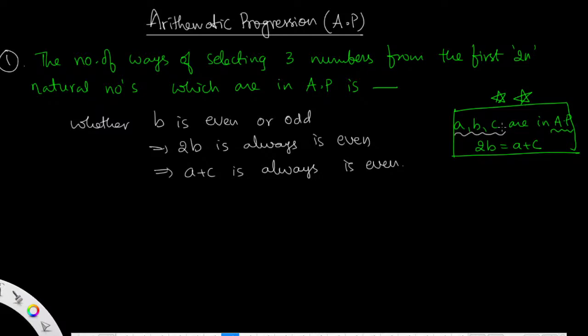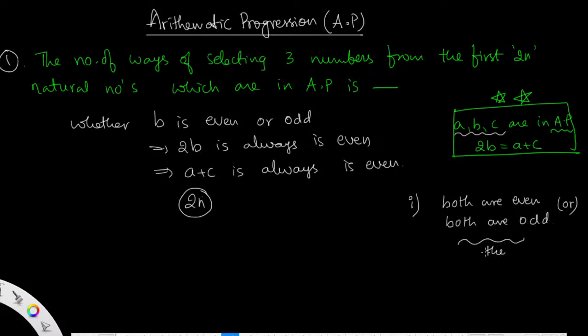So here the sum of the two numbers must be even, which is possible in how many cases? If both numbers are even, or else both numbers are odd. Then only the sum must be even. That is, out of the total 2n numbers, the sub cases are both even or both odd. These are the possible cases.